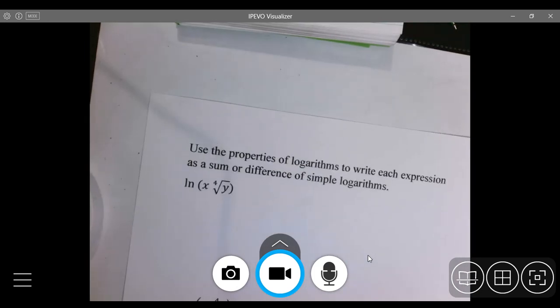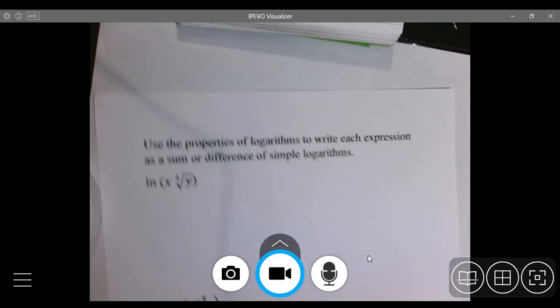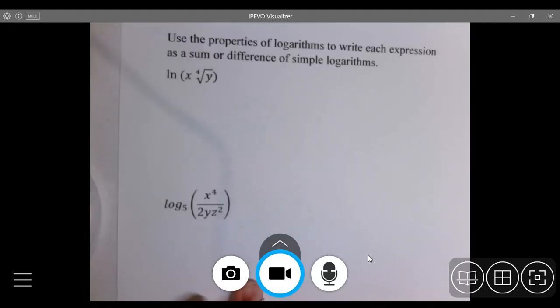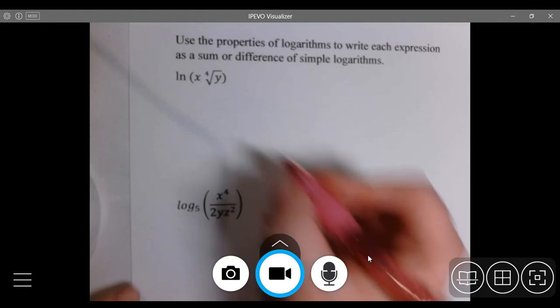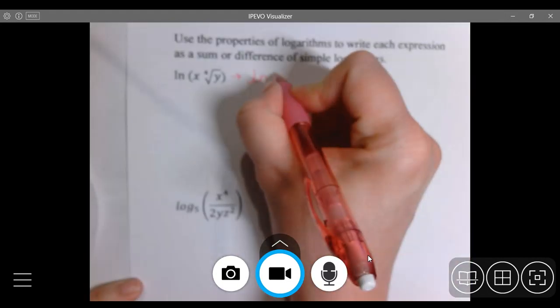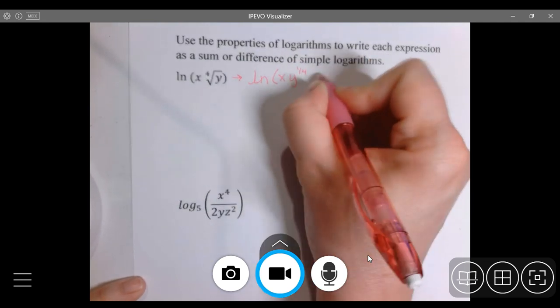Now let's talk about expanding. So we're going to work on expanding these, but I want to rewrite this first with that root rewritten as an exponent. It makes it easier to mess with. I'm going to have x, y to the 1/4.